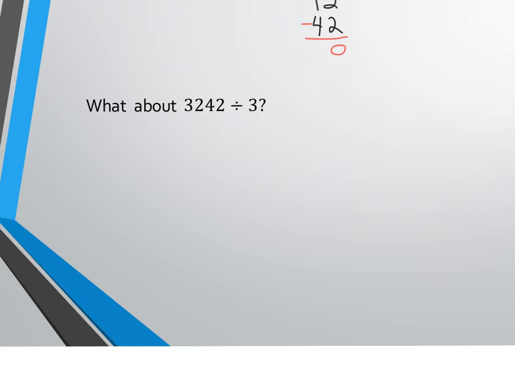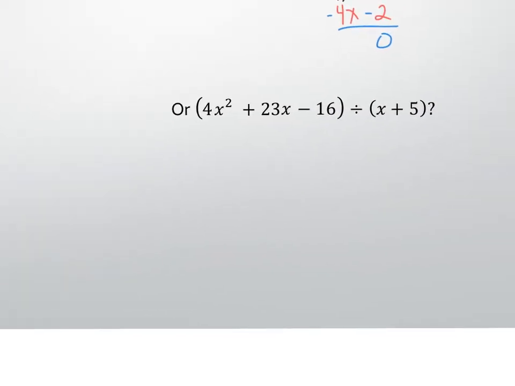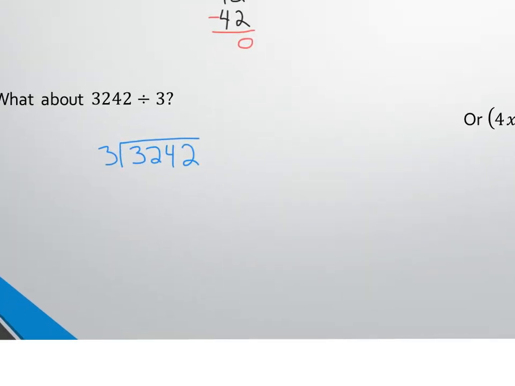Well, what about something like 3,242 divided by 3? Okay, so we know that the 3,242 goes in the house because we see it first, and 3 goes on the outside. The same thing is true with our polynomial example. So the 4x squared plus 23x minus 16 goes in the house, and that's divided by x plus 5. Okay, so let's go through the similar process.